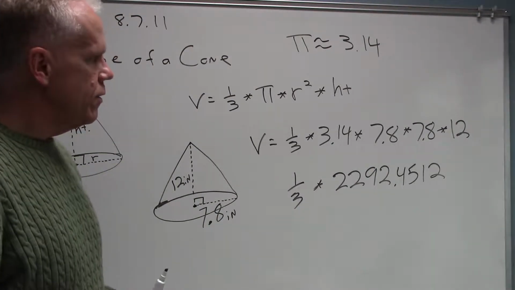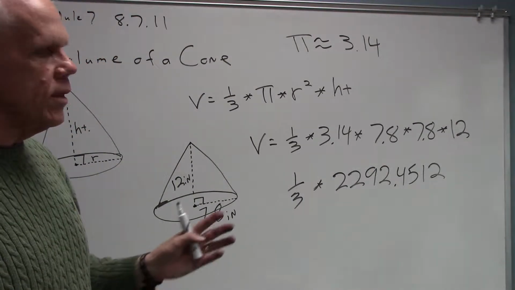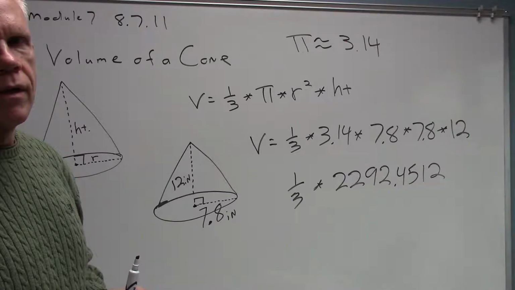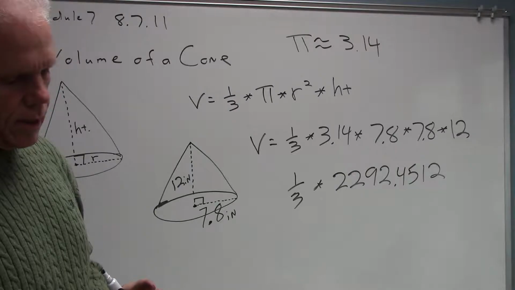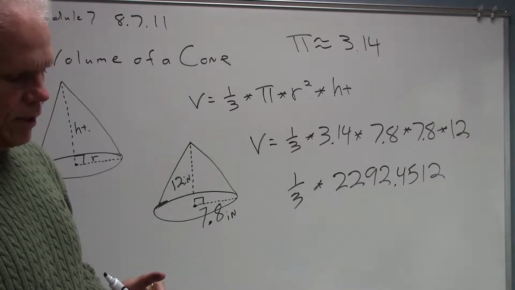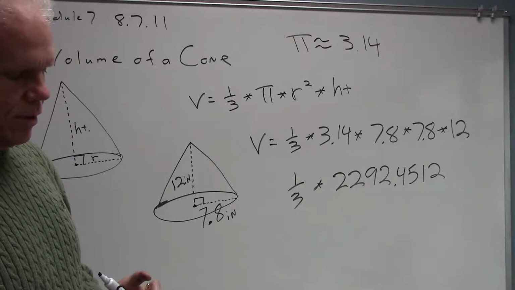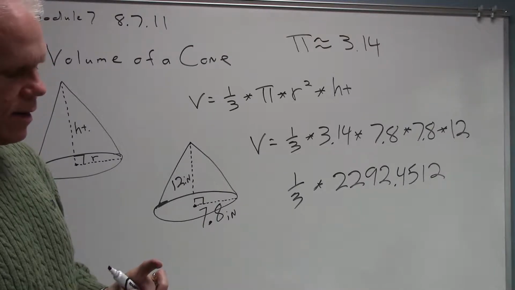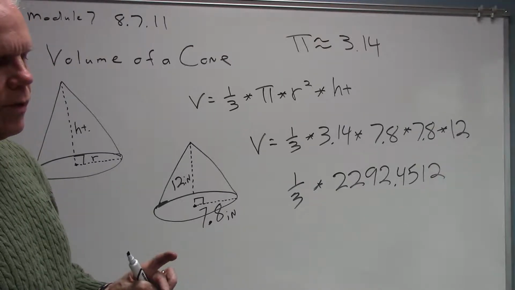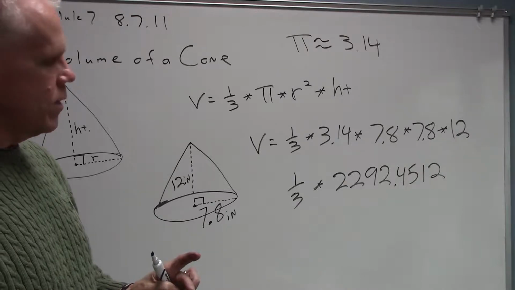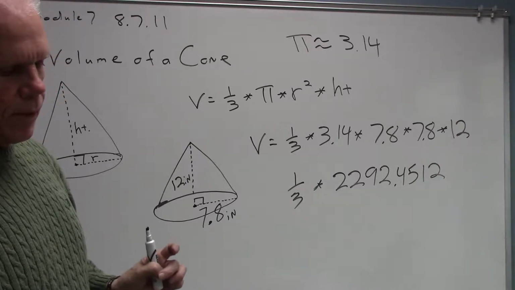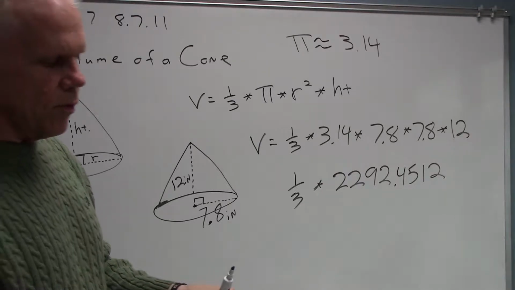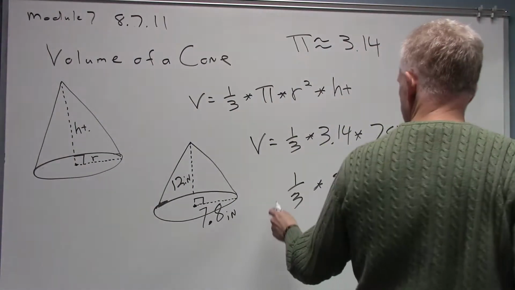Now, I still have to deal with the 1/3. Well, the truth is 1/3 really means divide by 3. So I'm going to take my number, 2292.4512, divided by 3, which gives 764.1504.